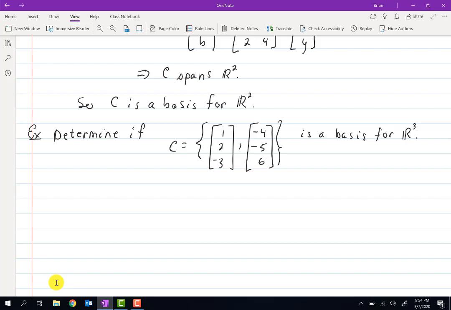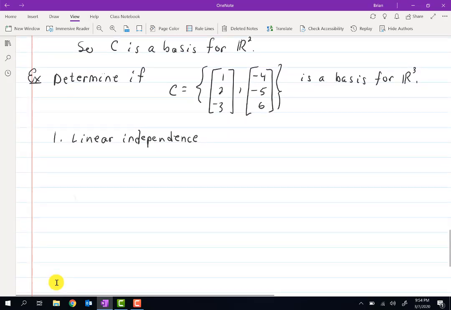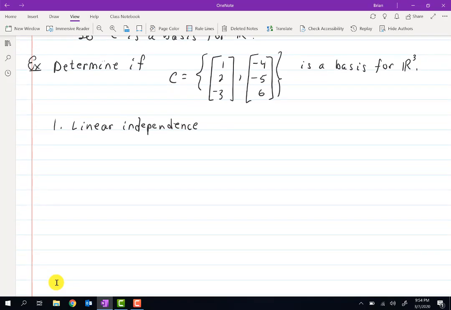Well, let's try again. Let's see here. We have linear independence. Let's try that. So with linear independence, once again, let's take a look at the matrix formed by using these vectors as columns.